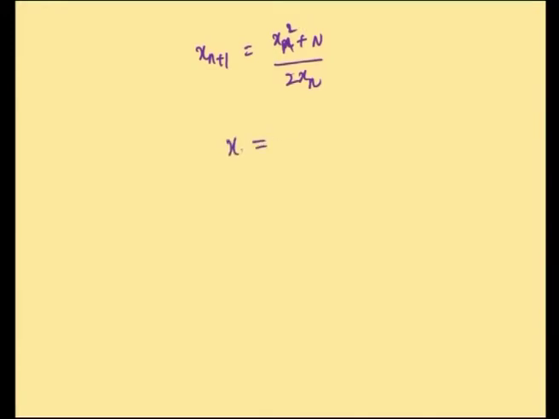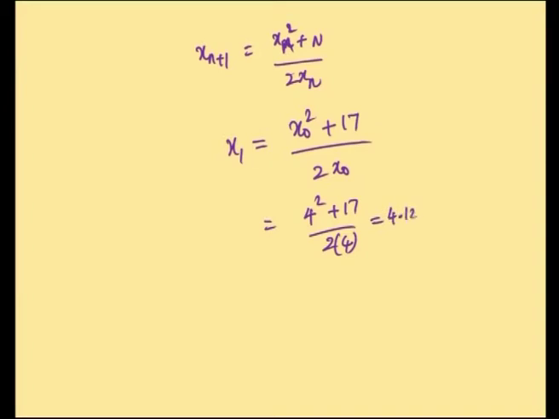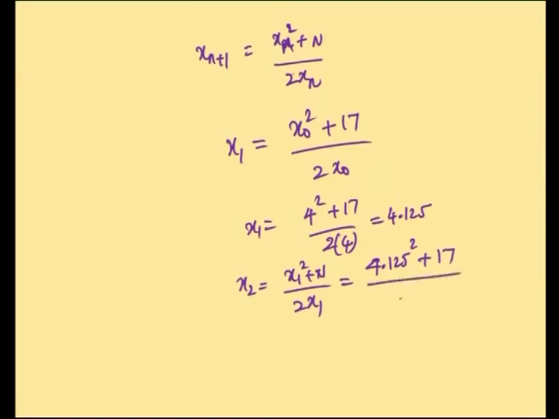This is equal to x1 is equal to x naught square plus 17 divided by 2 into x naught. x naught square is 4 square plus 17 divided by 2 into 4, and this gives you the answer 4.125, x1. And then x2 is x1 square plus capital N divided by 2 x1, is equal to 4.125 whole square plus 17 divided by 2 into 4.125.